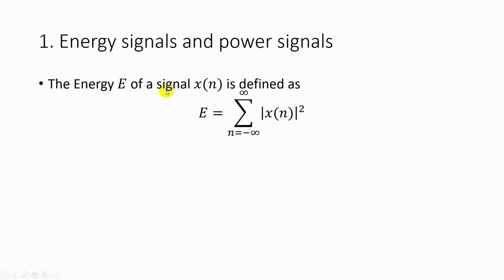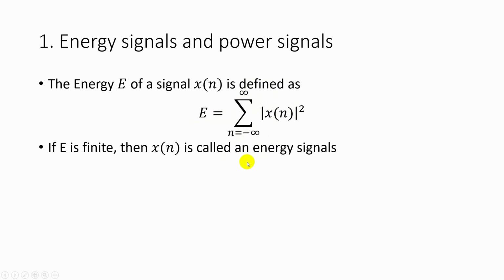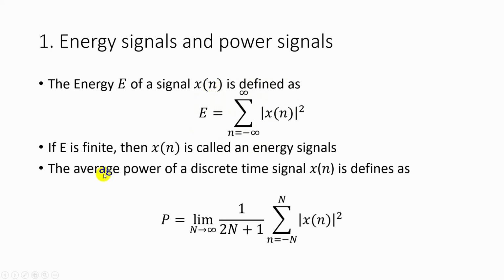Energy of a discrete time signal x of n is given by E, which is equal to the sum of n equal to minus infinity to infinity of modulus of x of n the whole square. If this calculated energy is finite, then we can call the signal x of n an energy signal. The average power of the discrete time signal x of n is given by P, which can be calculated by limit n tends to infinity 1 by 2n plus 1 summation n equal to minus n to n modulus of x of n the whole square.